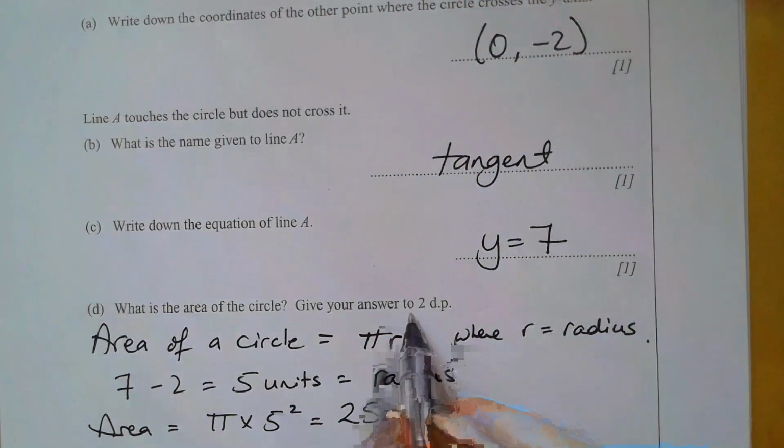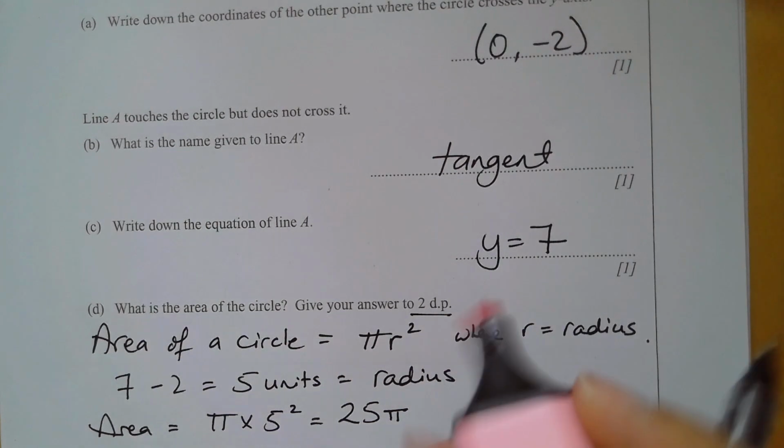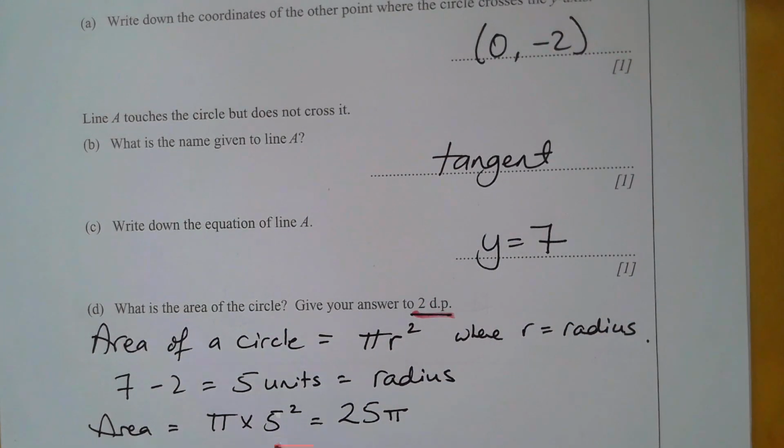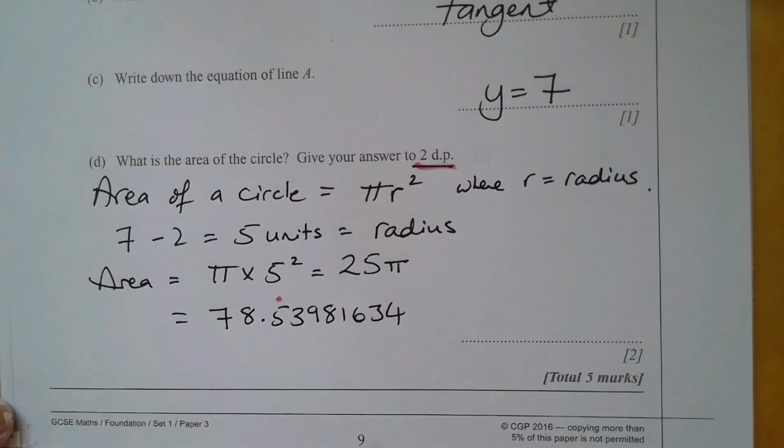And it says it wants it in 2 decimal places, starting at decimal point 1, 2.